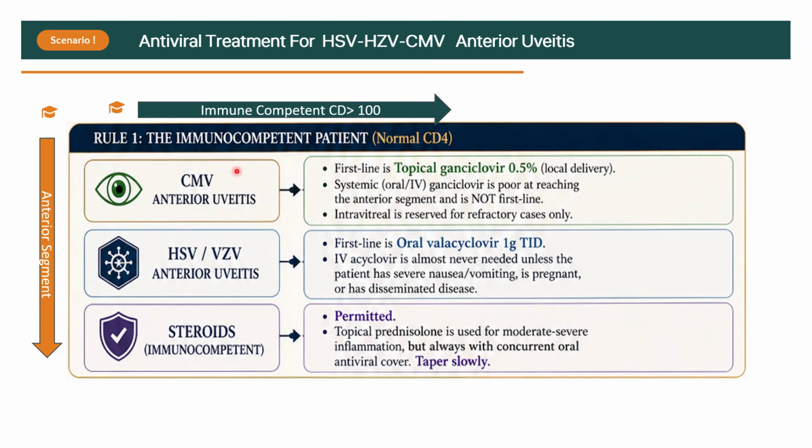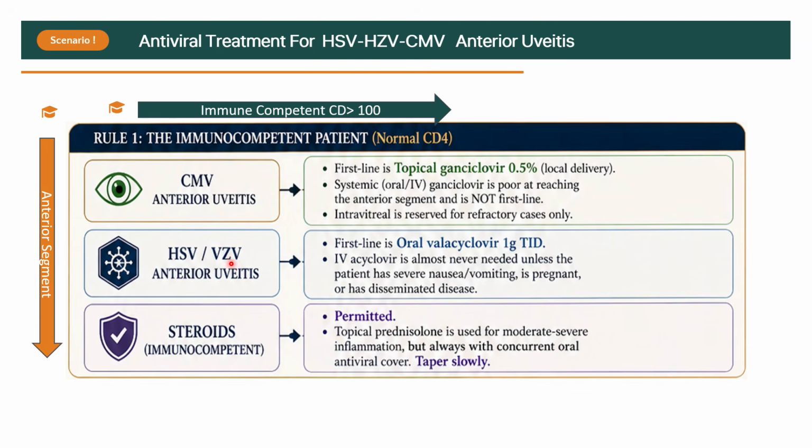In these cases, if the patient has proven and documented cytomegalovirus, clinically as well as by PCR, topical ganciclovir will be enough. It is better to avoid the use of oral or IV ganciclovir in these cases because it will not reach the anterior segment with good concentration. Only topical ganciclovir has very good bioavailability in controlling the inflammation.